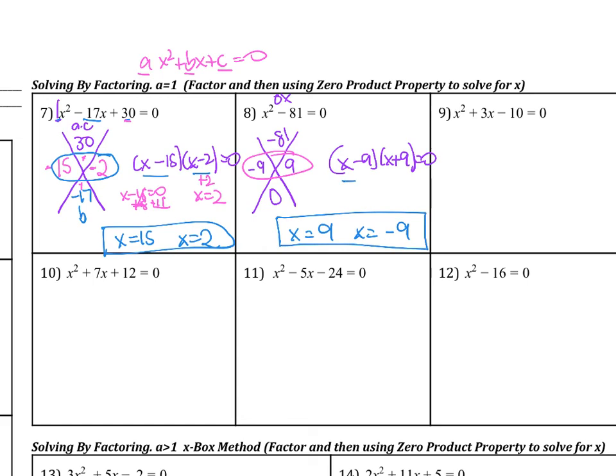I do want to see the factored form here because that is where we're headed in this chapter and throughout the year. Make sure that you show me this. I do not want to see, for example, that you just do this x method and then come down to here. You need to show me the factored form. I hope this helps in finishing out number 9, 10, 11, and 12.